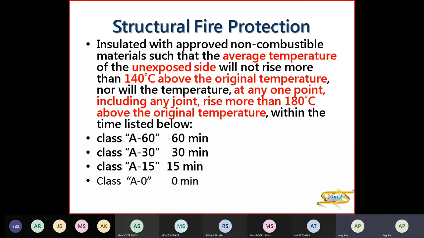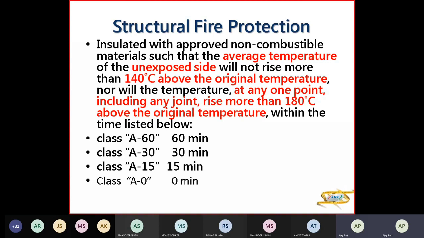Now what are these conditions for the unexposed side temperature rise? One is 60 minutes. So this temperature rise will be contained for 60 minutes by A60 bulkhead. The above temperature rise will be contained for 30 minutes by A30 bulkheads.